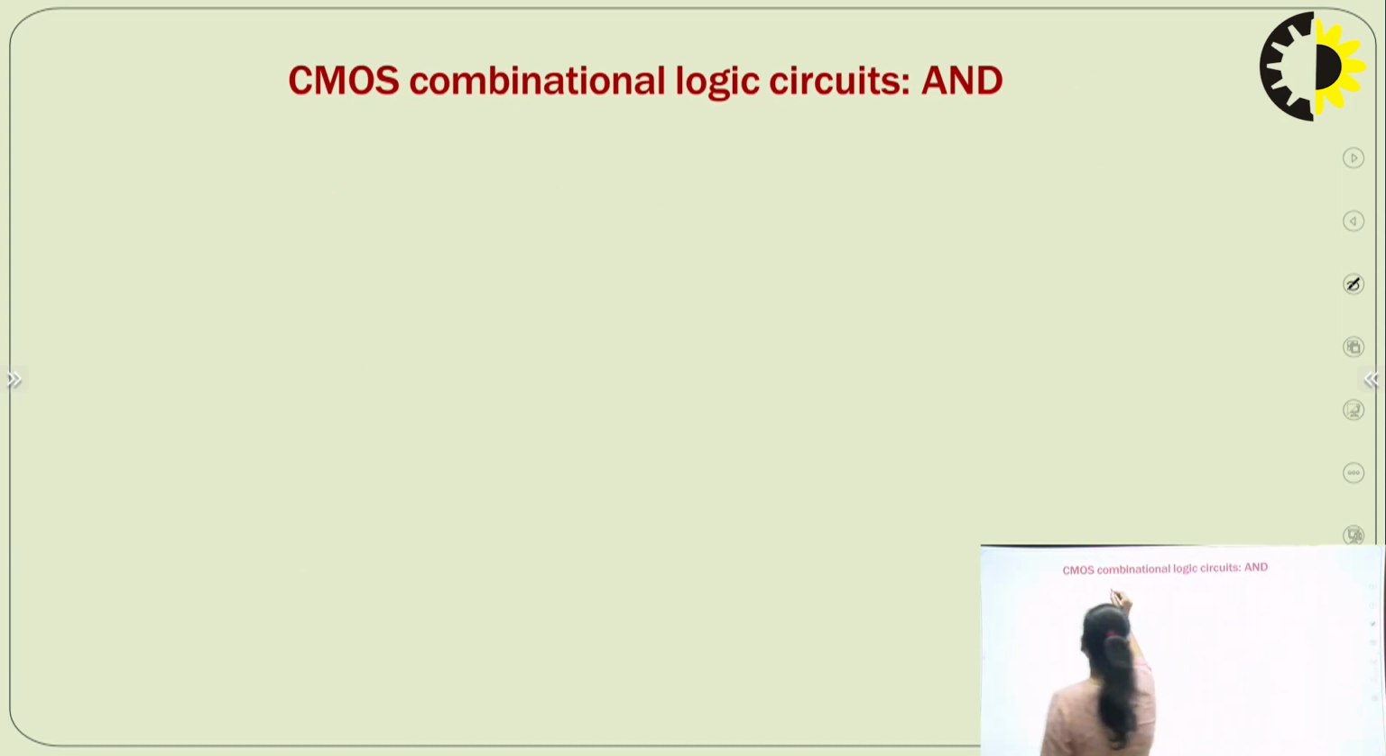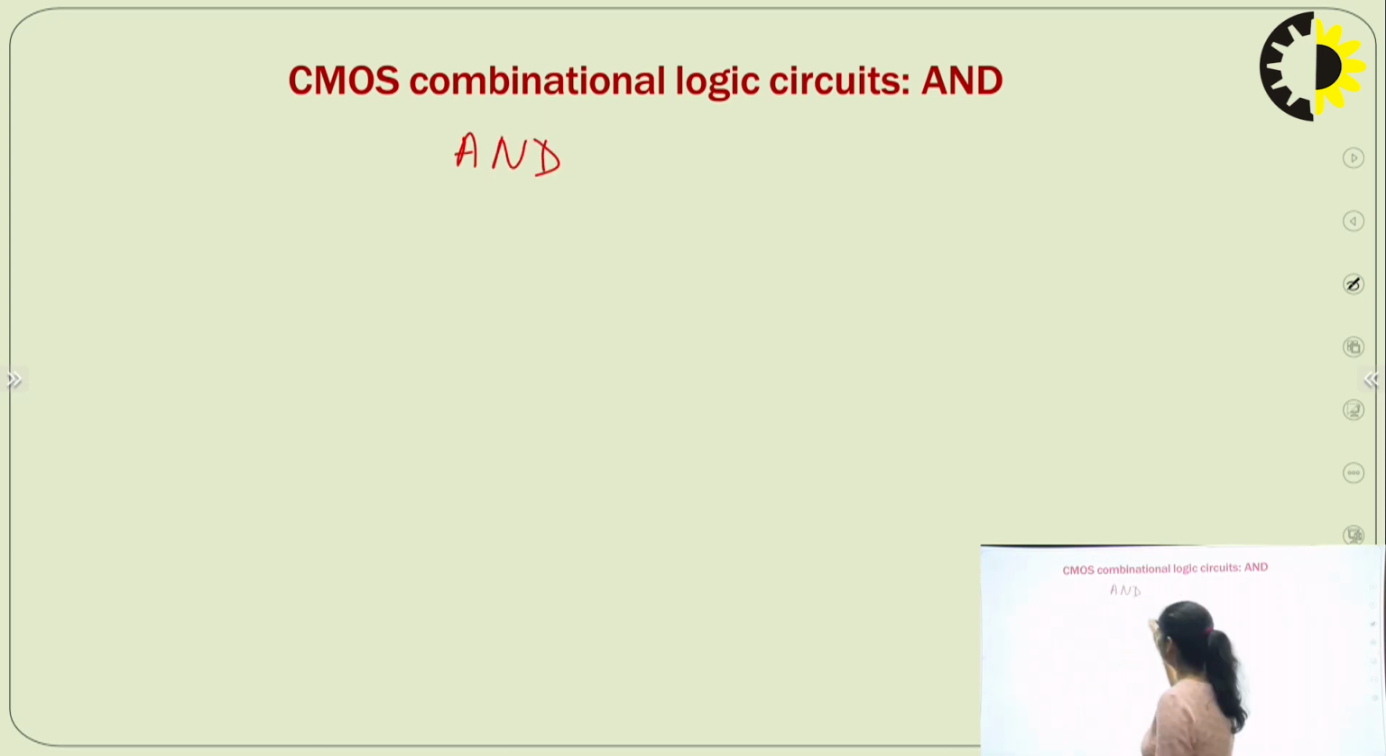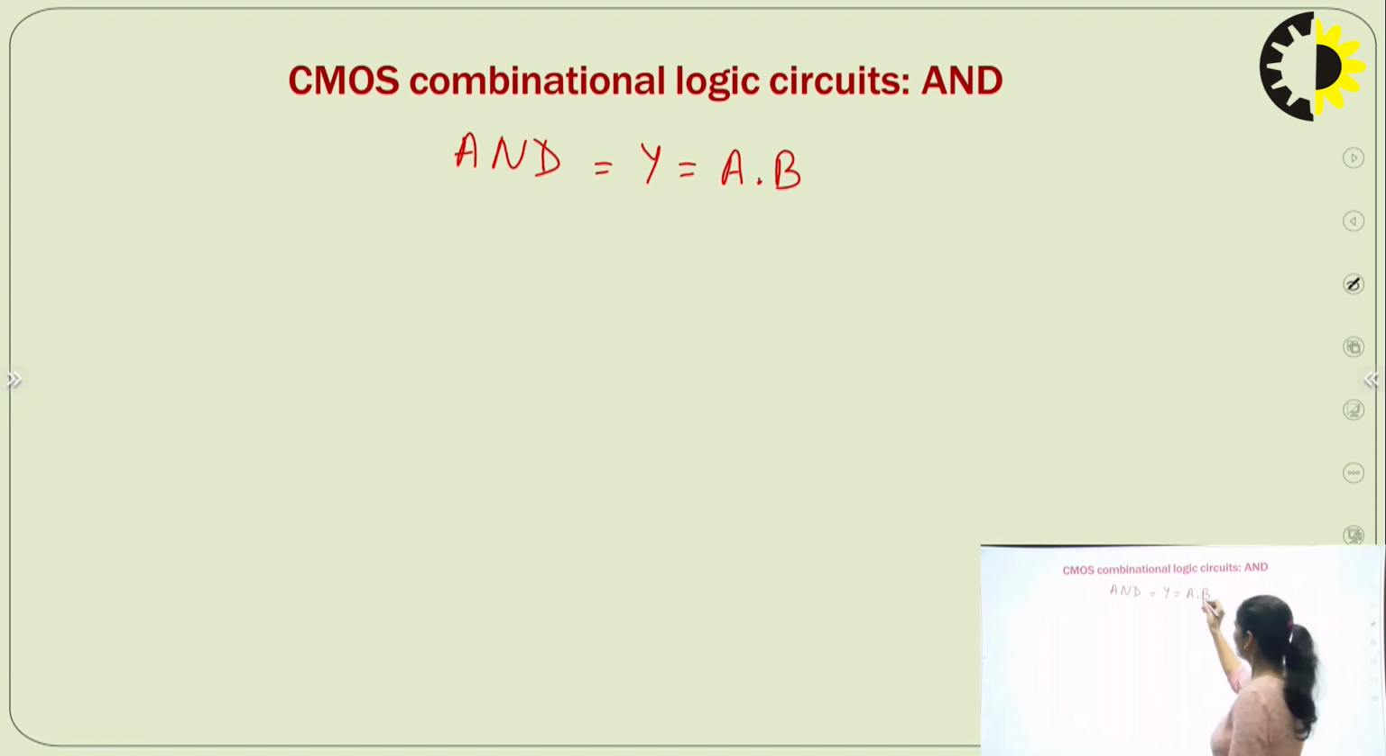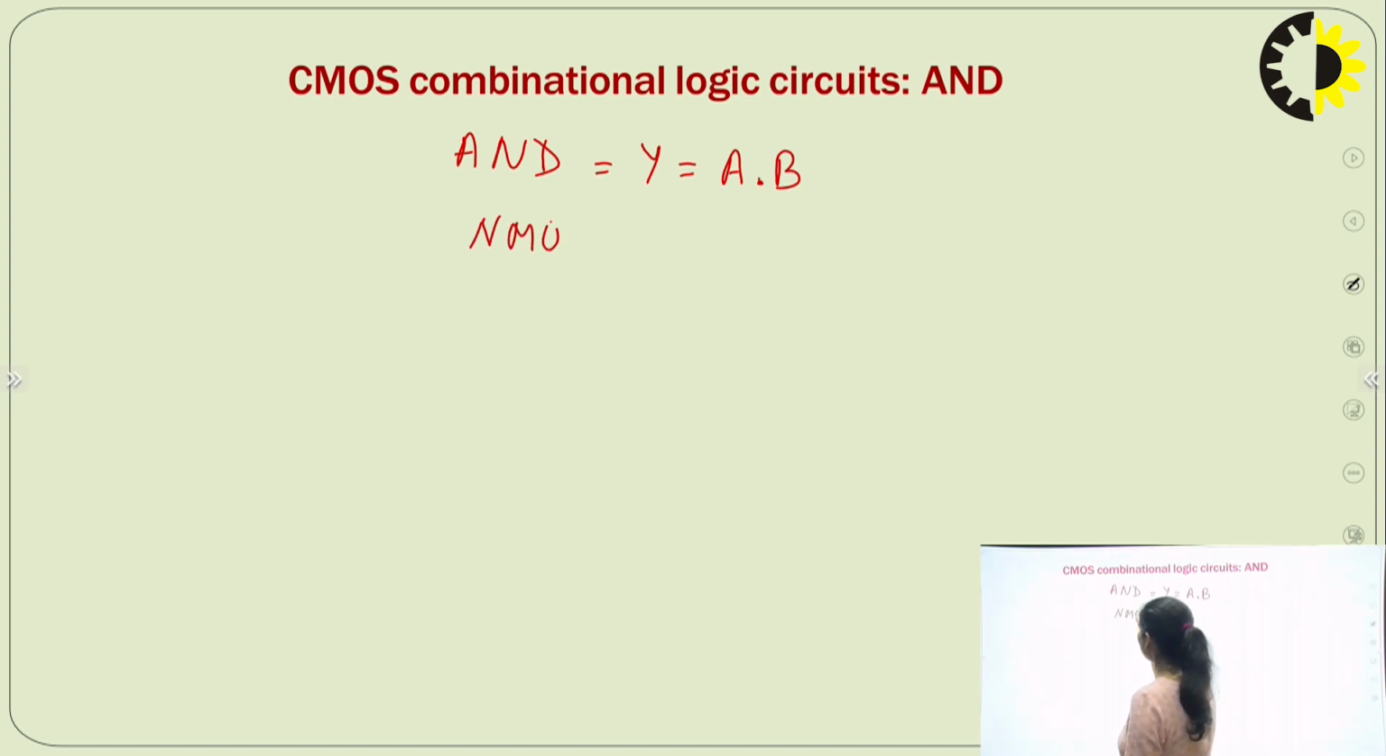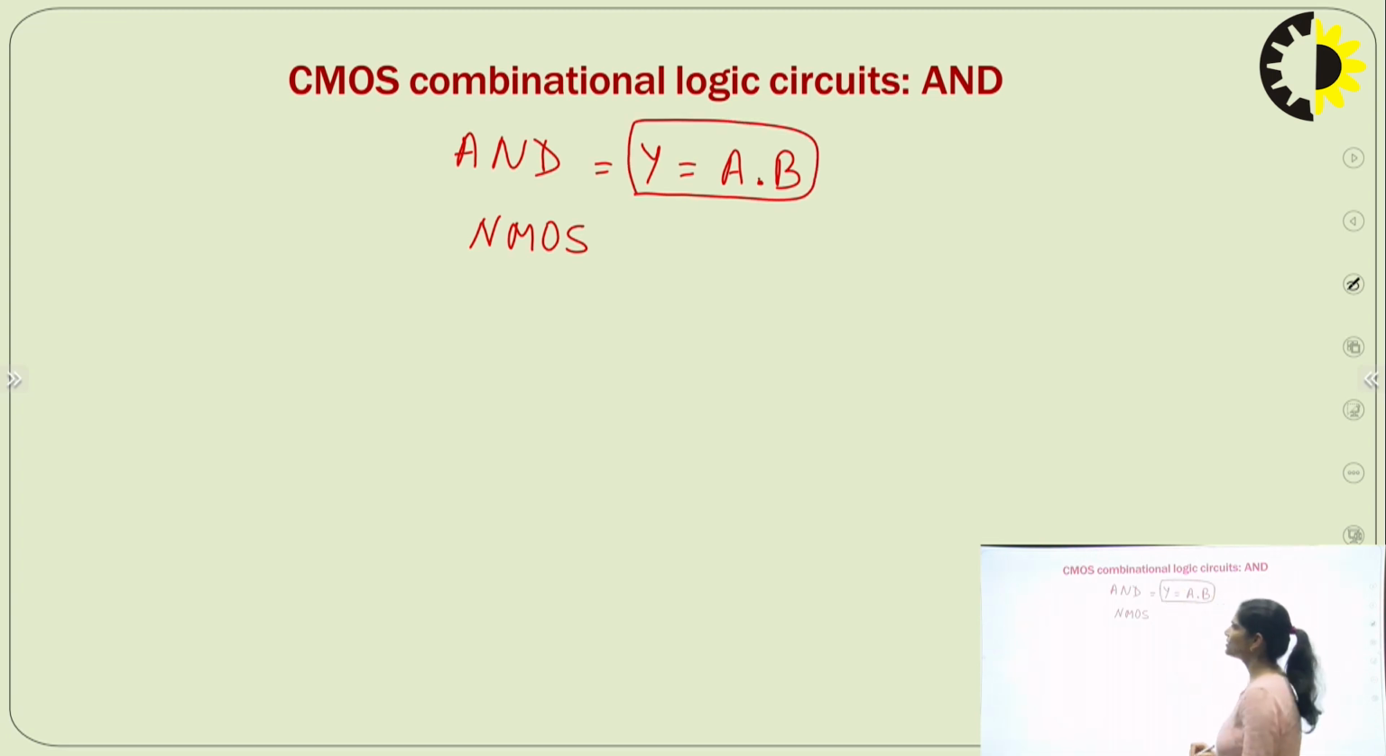Now we will study the AND logic. AND means what? Let Y be equal to A dot B. Dot stands for AND. If we are designing the CMOS logic for this AND gate, we have to design it on the basis of NMOS. Here the logic equation for this AND gate is Y equals A dot B.